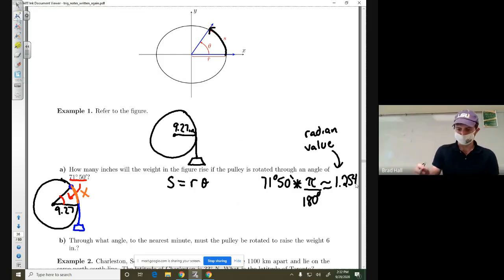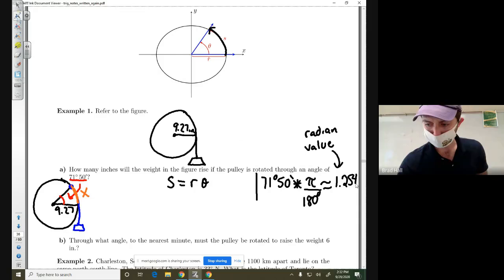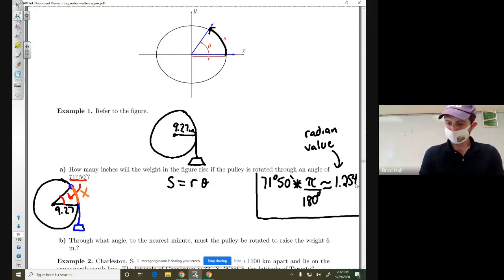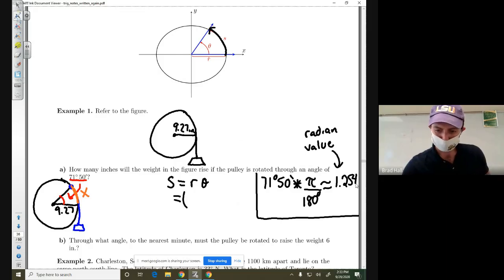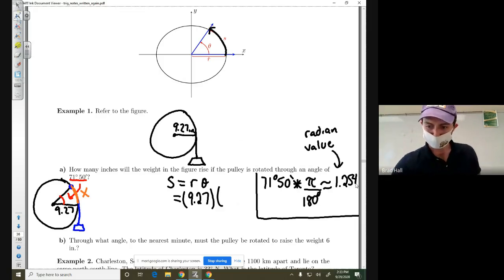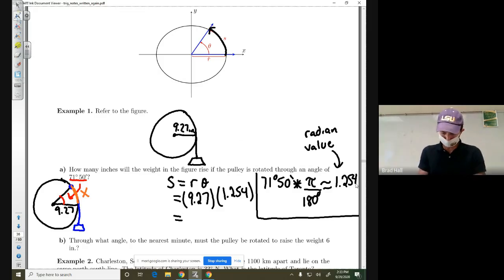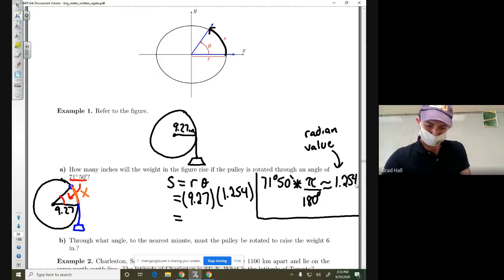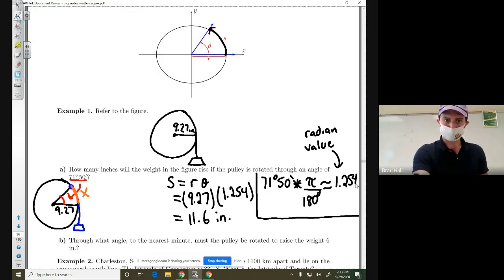So now we have the radian value. This is work off to the side. Now we can come back to our formula, which says that the radius is 9.27. The theta value is the radian value, which we found to be 1.254. 1.254 times 9.27, I'll call it 11.6. And this was in inches, so I'll be consistent. That would be the answer.